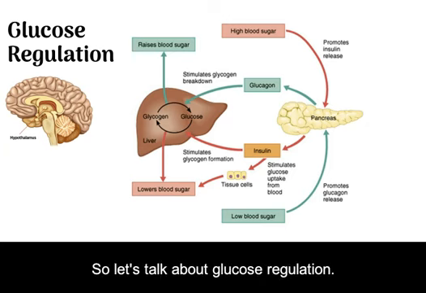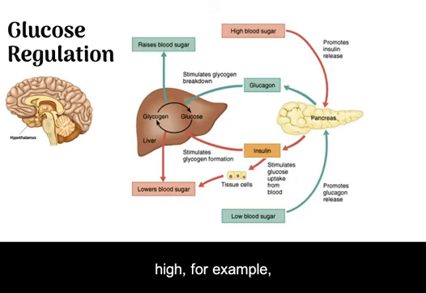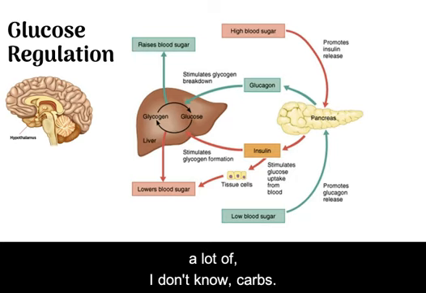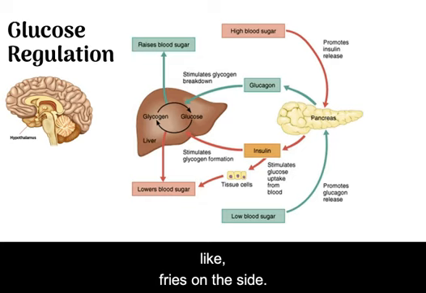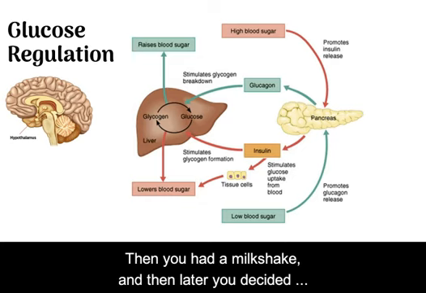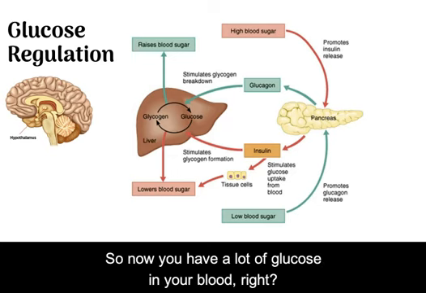So let's talk about glucose regulation. How does our body regulate glucose? What glands are responsible for this? Basically, when your blood glucose is high, for example, you just had a meal and say you ate a lot of carbs. You ate a big burger, fries on the side, a milkshake, and then later you decided to eat a huge ice cream or a big piece of cake. So now you have a lot of glucose in your blood, right?